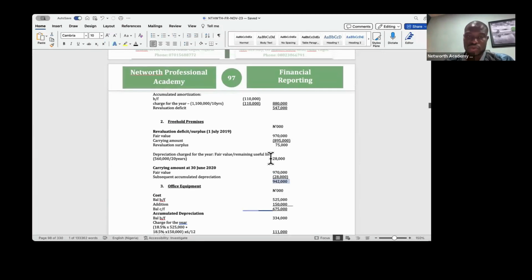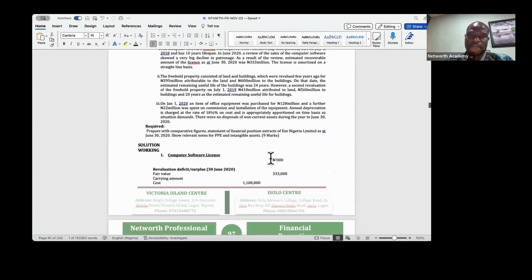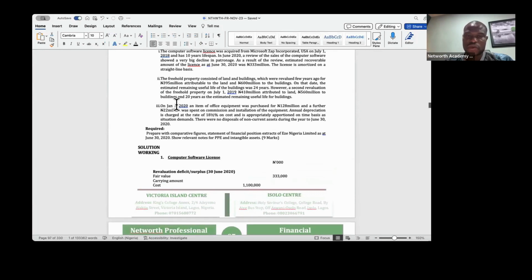Okay, that's note 2. Now for note 3, they said on January 1st, 2020, an item of office equipment was purchased for 128 million. Before I go ahead, they purchased in January 2020, and I know that the year end is June 2020. So that means this was purchased during the year. You have to be very careful because it might require a provision.